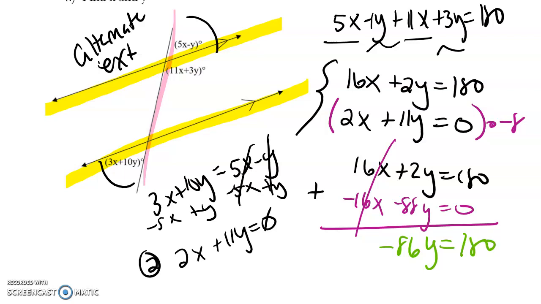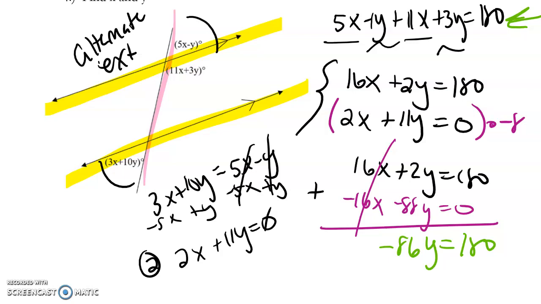And on my calculator right now, I'm doing 180 divided by 86. Okay. And that is coming out kind of weird. So I'm just going to look over my work and make sure that everything looks okay. I'm double checking the setup here of my equation. 5x minus 1y plus 11x plus 3y is equal to 180. The 5x and the 11x do add to 16. The negative 1y and the positive 3y do add to 2y. That's all equal to 180.